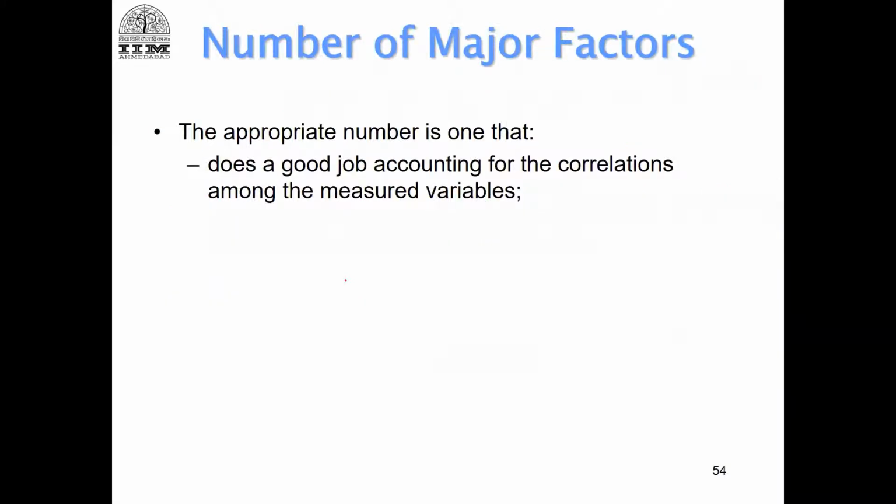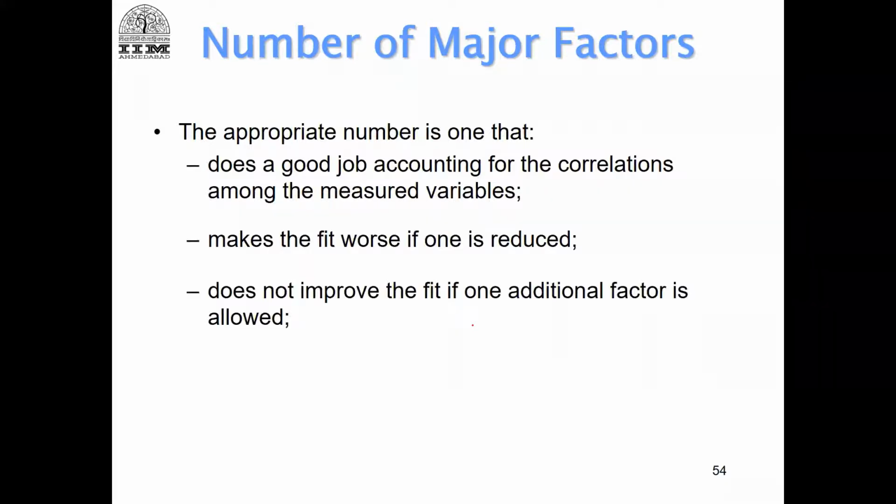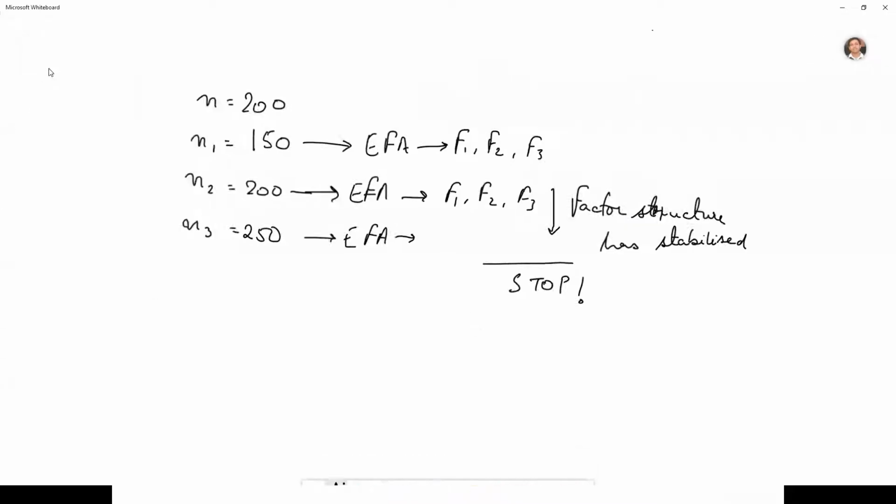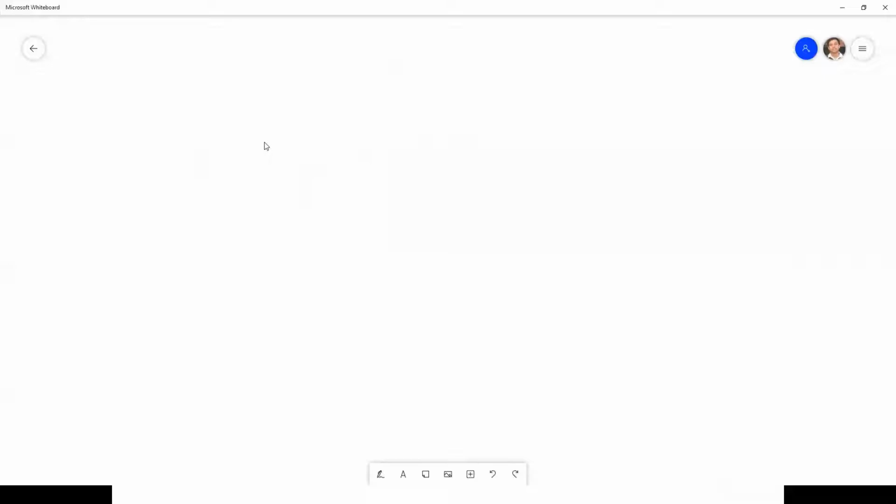How do we choose the number of major factors? So for the number of factors, we look at factors that give us good eigenvalues. Let me actually take this time to explain what we mean by eigenvalues and the number of factors. How do we choose?